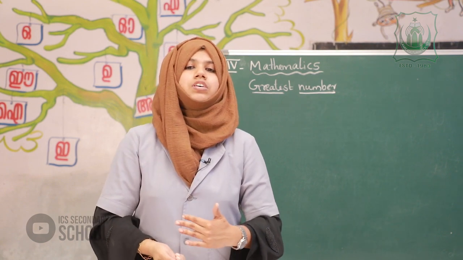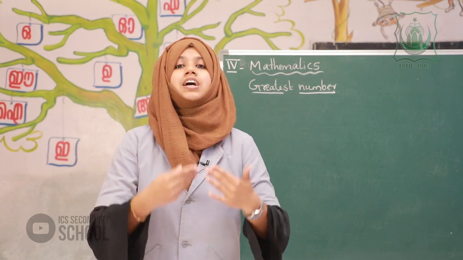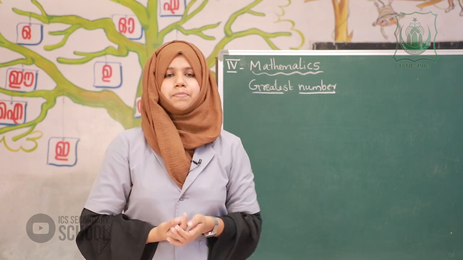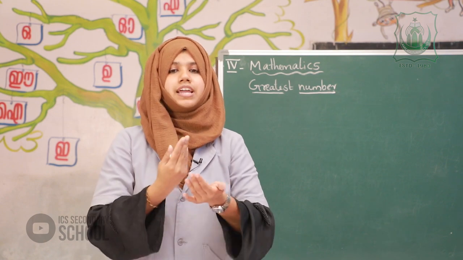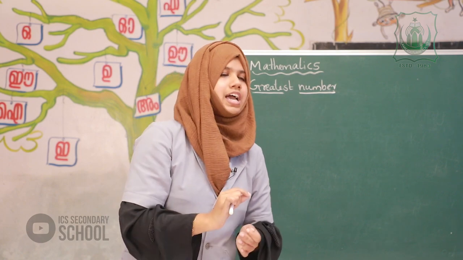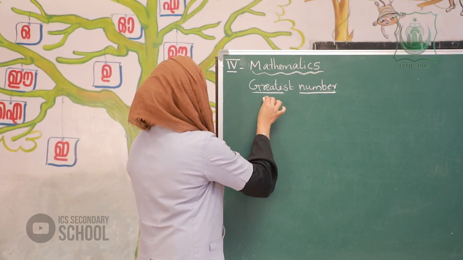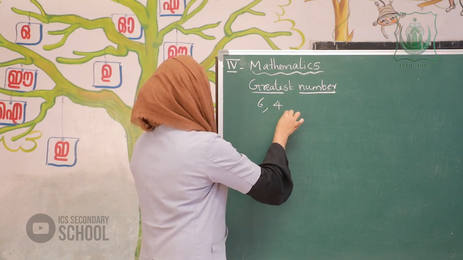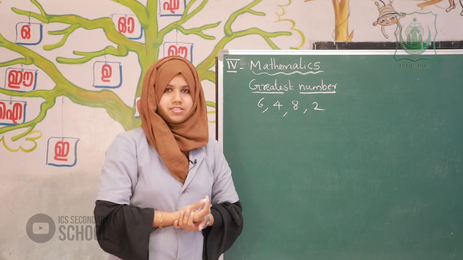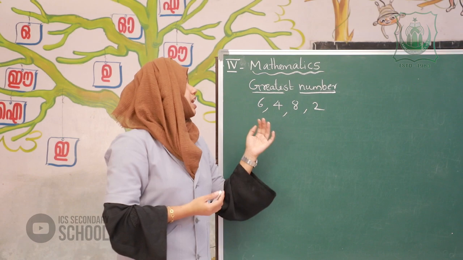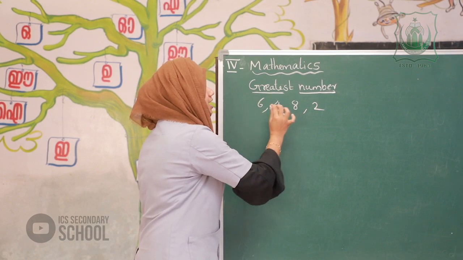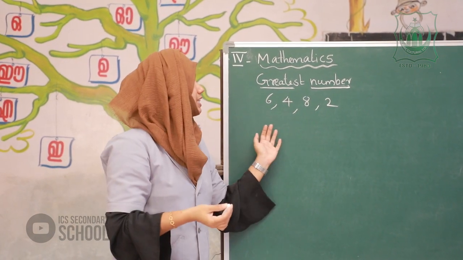Okay, now we move on to the next topic, that is greatest number and smallest number, and the first one is greatest number. So to form the greatest number, start with the greatest digit. I have an example here. Okay, these are the numbers. Write the greatest number by using these digits.